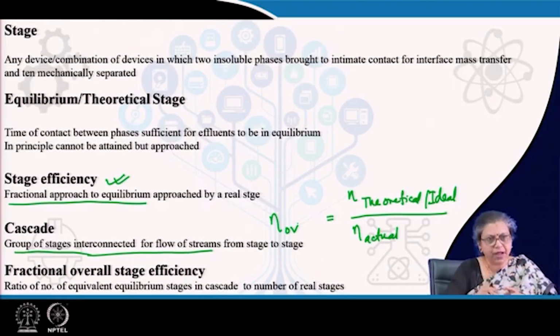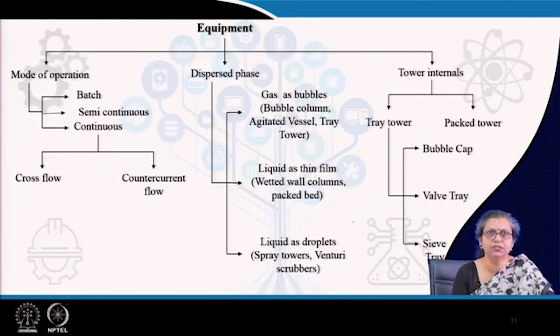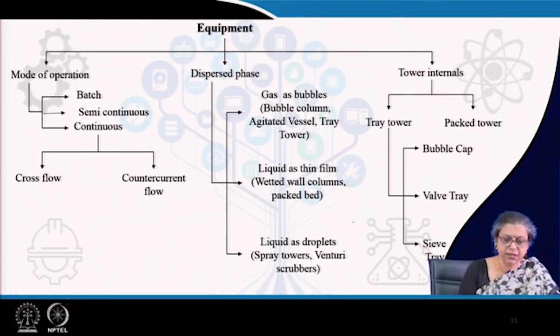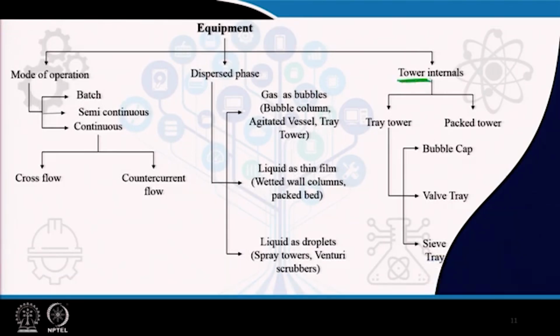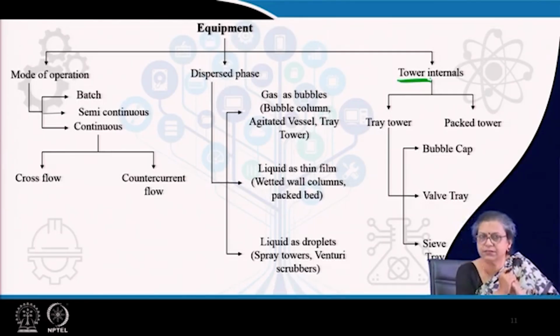Then we assume some particular efficiency of each particular stage. We use the data on efficiency, which are usually obtained from heuristics or are available based on experience, and using that we find out the number of actual stages. And as I have already mentioned, all these stages are housed in a tower, and in that tower, in order to increase the mass transfer between the phases, these towers are fitted with different sorts of accessories.